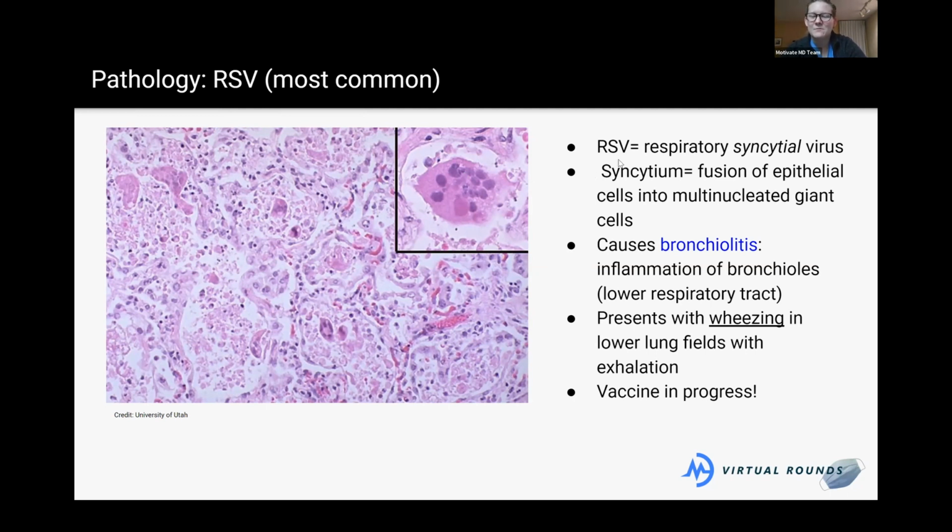And then RSV, like we said before, causes bronchiolitis. That's inflammation of the bronchioles, which are the very ends of the airway, kind of the twigs of the tree. So that's the lower respiratory tract, and because of that you get more expiratory wheezing rather than the inspiratory stridor. Right now we don't have a vaccine against RSV, but we are working on one. Hopefully in the near future we can protect kids from another viral illness that causes parents to miss work, and hospitalizations, drugs and treatment. We can save costs and improve patient outcomes by having a vaccine.